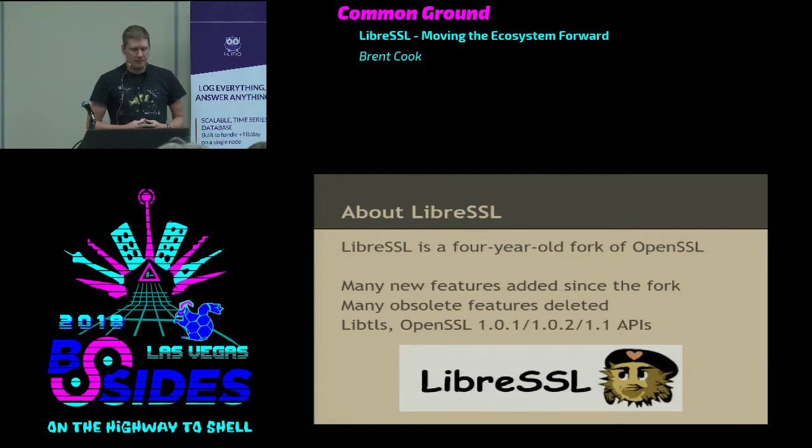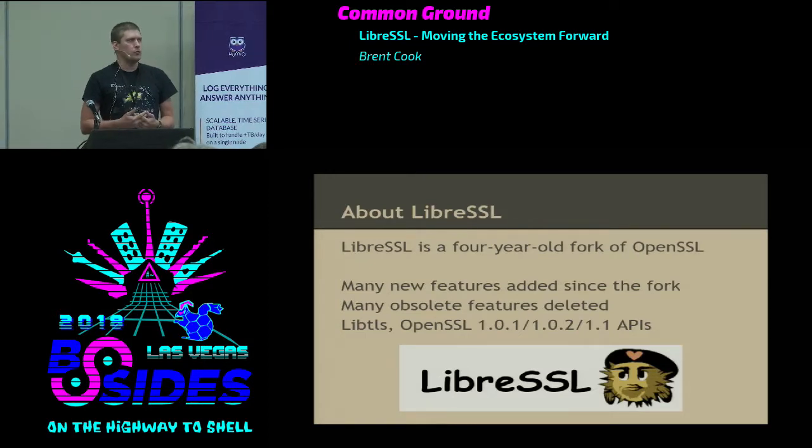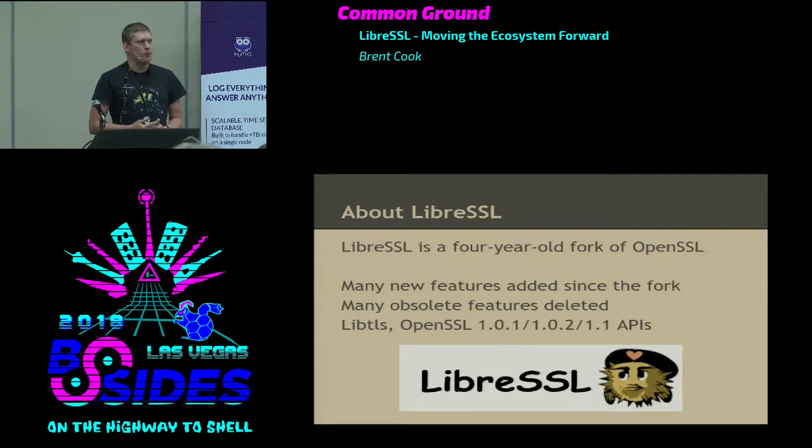A lot of stuff's been deleted. In fact, I think probably about 500,000 lines or so that we've deleted over time. We've added a lot of new features as well. We were one of the first SSL forks to have crypto support like ChaCha20. We were also one of the first to come up with a better API for OpenSSL.